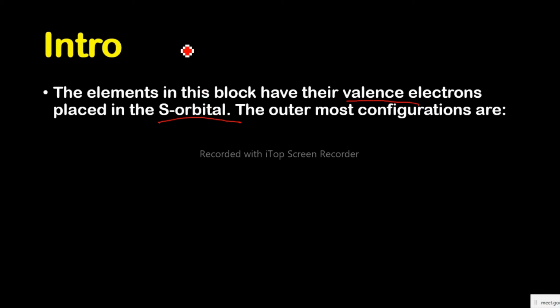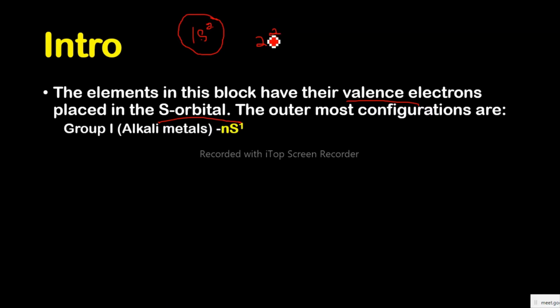So if you are writing your electron configuration, maybe you write 1s2. As long as you have your electrons in the s, whether you have 1 or 2, you are an s block element. Or you can be 2s1 or 2s2. As long as the outermost electrons occupy the s orbital, then we classify you as an s block element.